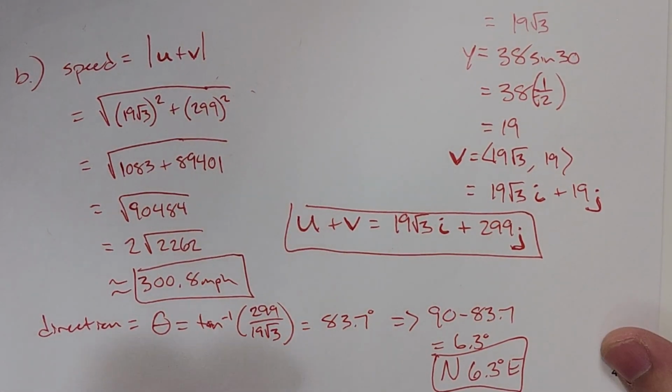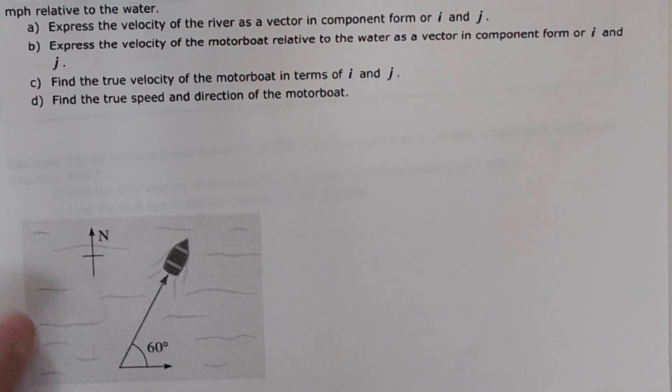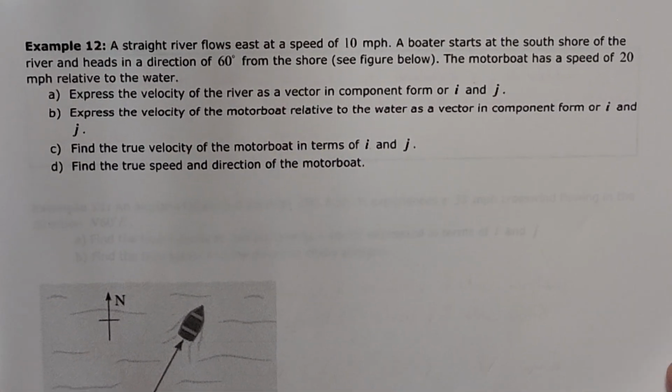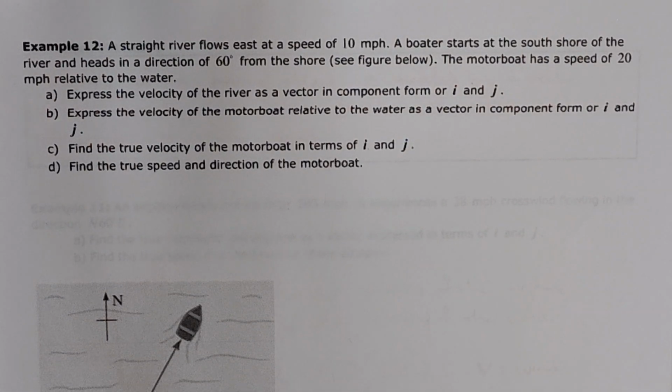All right. Let's try another one. Go ahead and flip the page. So example 12. Example 12 states a straight river flows east at a speed of 10 miles per hour. A boater starts at the south shore of the river and heads in a direction 60 degrees from the shore. See the figure below. The motorboat has a speed of 20 miles per hour relative to the water.